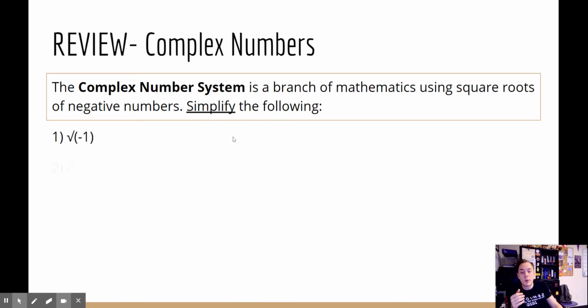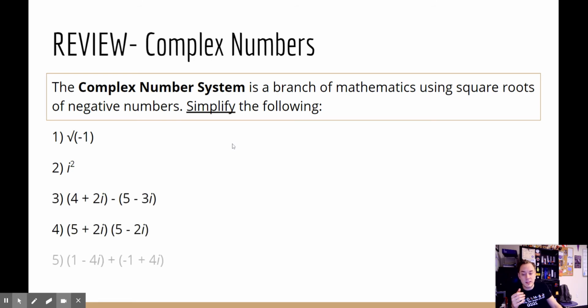Okay, so what I wanted you to do is simplify the following. See if you can get all of these. I'm going to pause the screen here and then bring it up. See if you can get these, because this is review. We did learn this in Algebra 2. So pause the screen, see if you can actually analyze these and simplify them, and see if you actually get the correct answer.